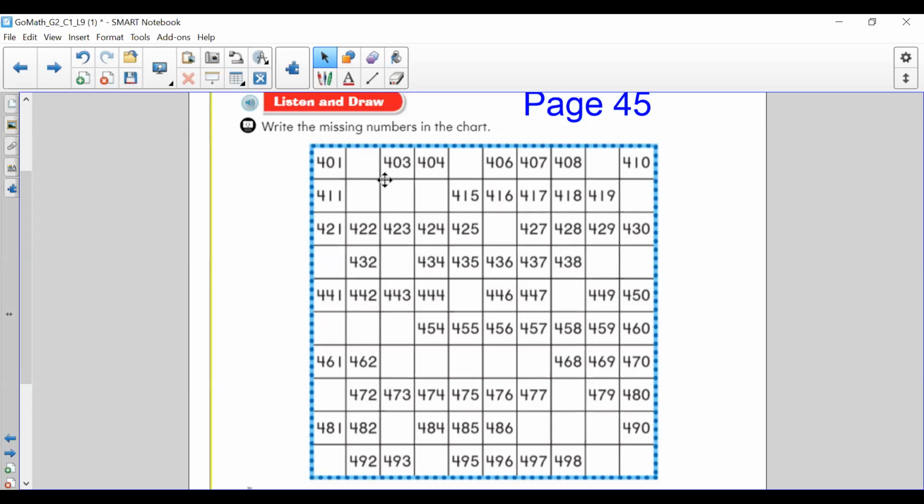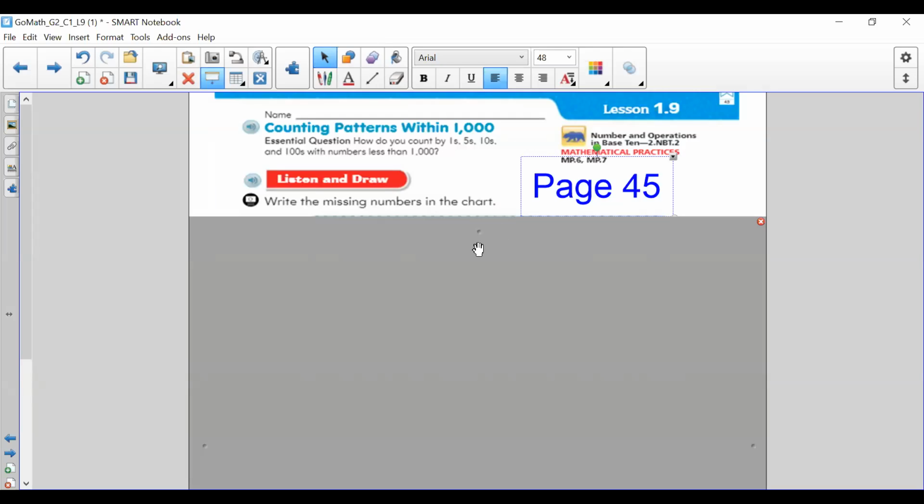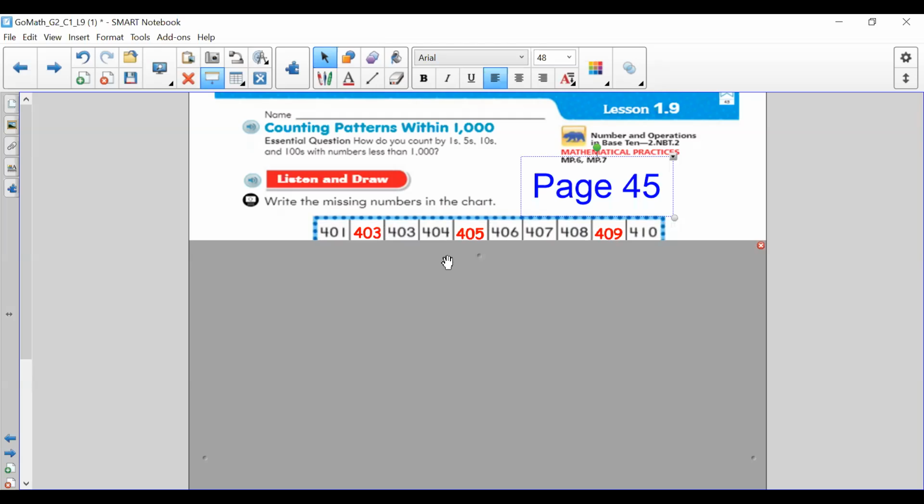So let's see if you know how to write some of these numbers. And then we will reveal the numbers together so that you can check your paper and make sure that you're writing the numbers correctly. So when we're ready, we're going to pull this down and check our numbers and see if you were able to write the correct numbers.